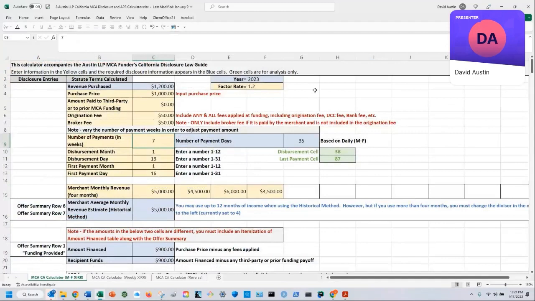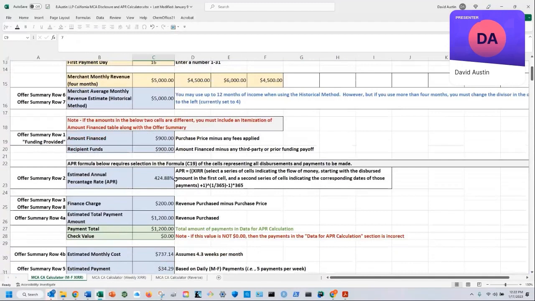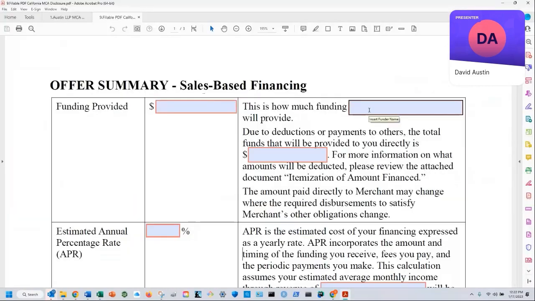The calculator is simple and straightforward. Basically, the yellow cells are filled in. You fill in the factor rate, the purchase price, any amount paid to a third party, and fees, number of payments, and disbursement dates, along with the revenue of the merchant. All of the other fields required for the disclosure are calculated for you, and weekly payments are shown below. Most importantly, what the guide does is it calculates the APR that you'll need to disclose.